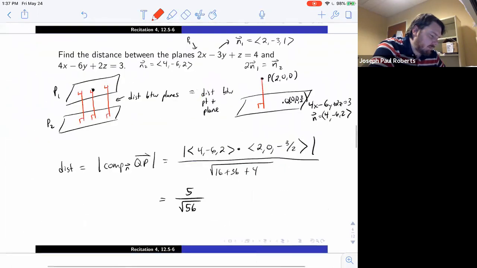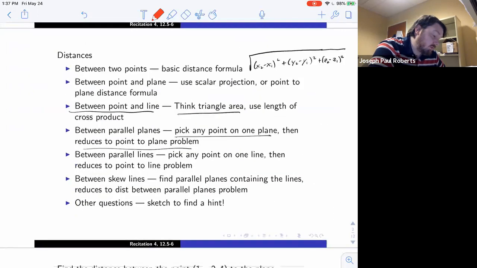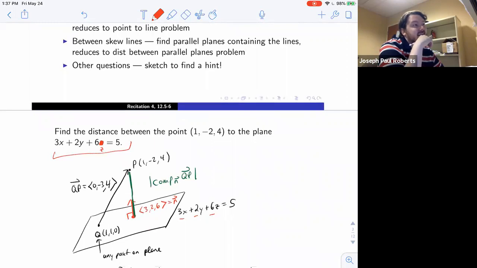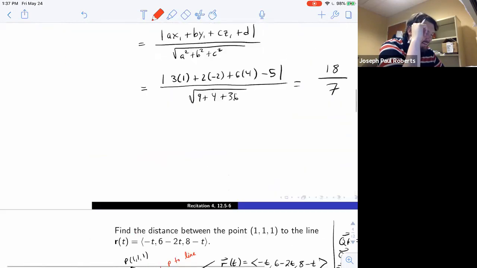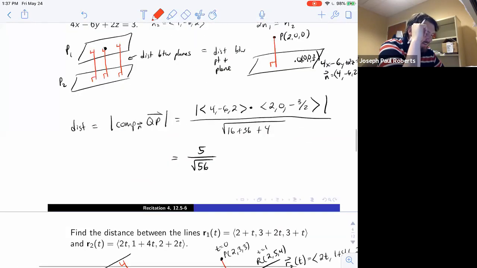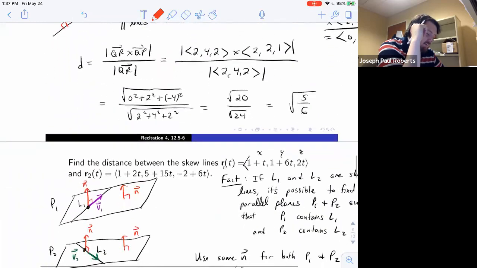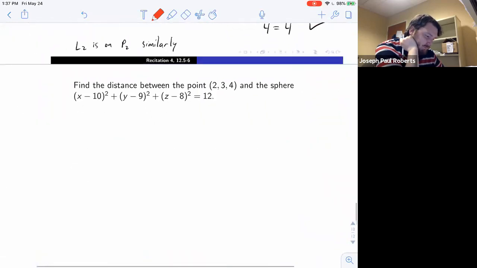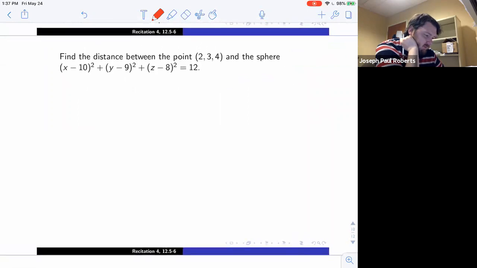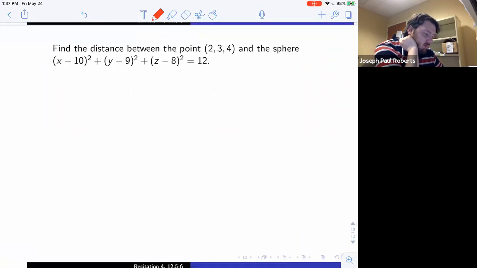And so that sort of covers all of it. I'll do one more at the end, but let's do something else. Find the distance from the point 2, 3, 4 to the sphere (x minus 10) squared plus (y minus 9) squared plus (z minus 8) squared equals 12.